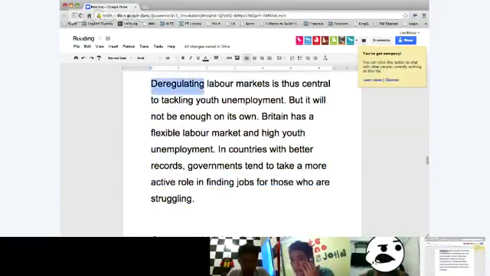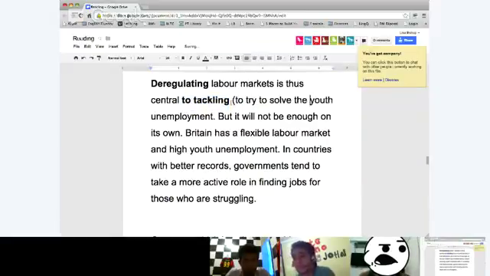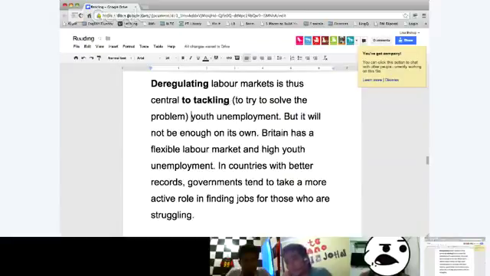Deregulating means when you take away some of the rules or the laws or the restrictions that make hiring and firing difficult for companies. And here, to tackle youth unemployment: to tackle something means trying to fix it.